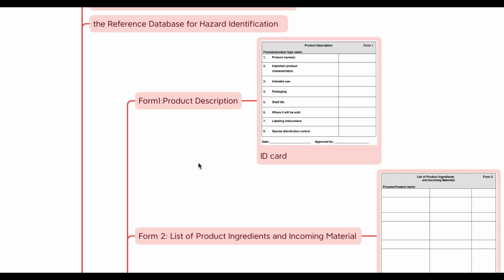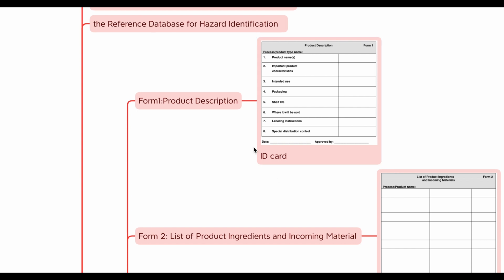This form is where we provide a detailed description of our product, including its intended use, packaging, shelf life, storage conditions, and more. Think of it as our product's ID card. It tells everyone who needs to know exactly what our product is, what's in it, and how it should be handled. Let's illustrate with some real-life examples.